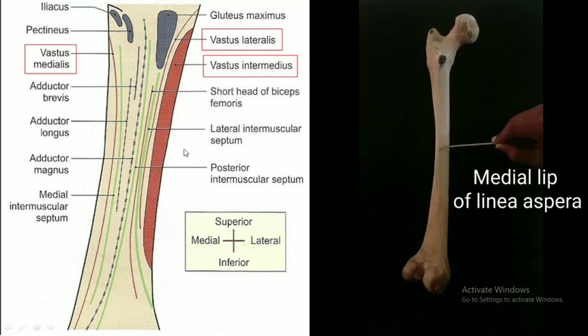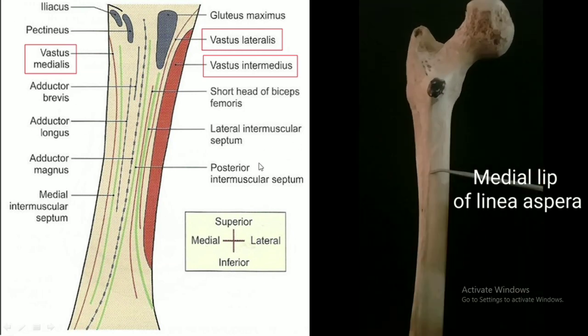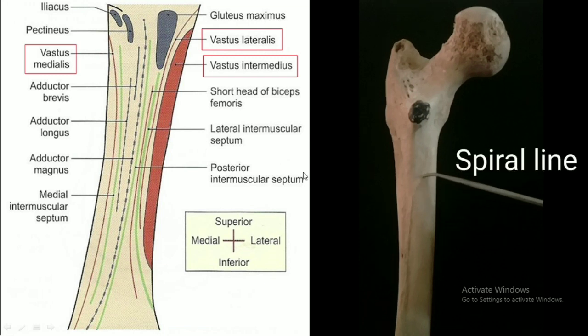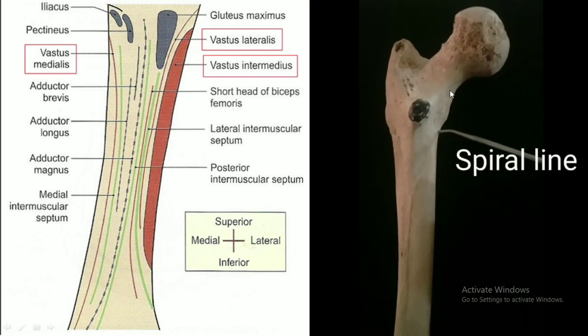So you have to understand this figure. This is the medial side, this is the lateral side, so medial to lateral. On this side, the head of the femur comes to the medial side.